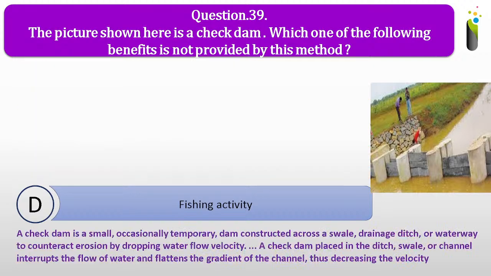And the correct answer is fishing activity. See, fishing activity is not a benefit provided by this check dam method. A check dam is a small, occasionally temporary dam constructed across a swale or a drainage ditch or waterway to counteract erosion by decreasing the water flow velocity. A check dam placed in the ditch or the swale or channel interrupts the flow of water and flattens the gradient of the channel, thus decreasing the velocity.